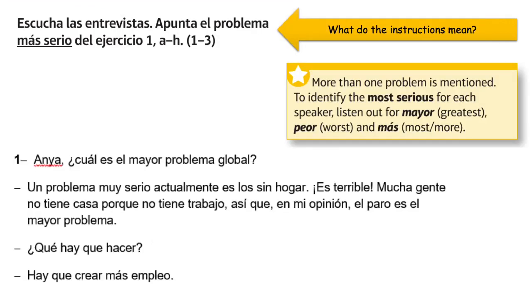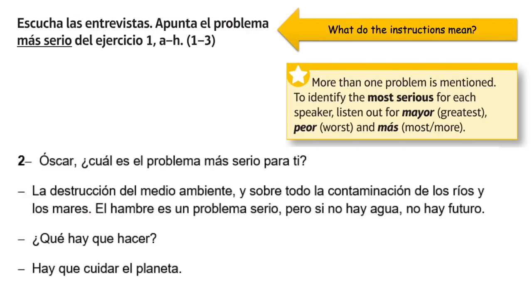Right, so let's have a look. So for number 1, this is the transcript. So the most serious problem was unemployment. If you read this sentence, it says el paro es el mayor problema. So paro, we said earlier, was unemployment. That's the greatest problem. They try to trick you here where they say homeless people is a serious problem. However, later on they say that this is the most serious problem. Here they say, what do we have to do? We have to create more employment, right? So that is the part that you need to have a look at.